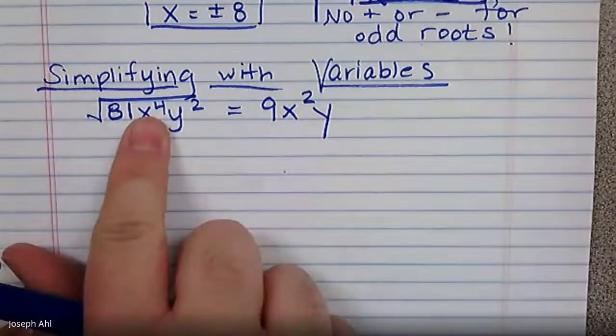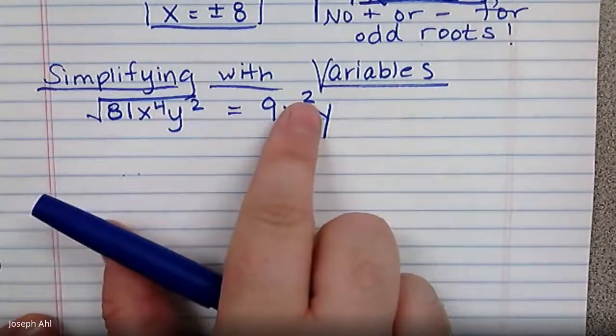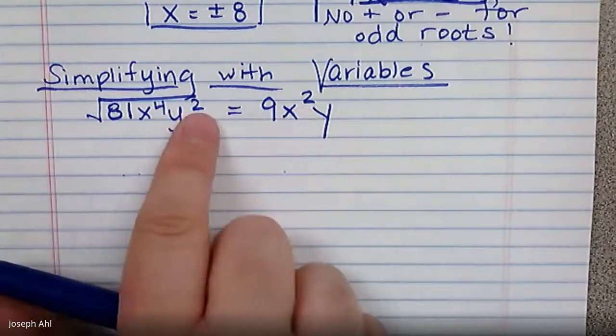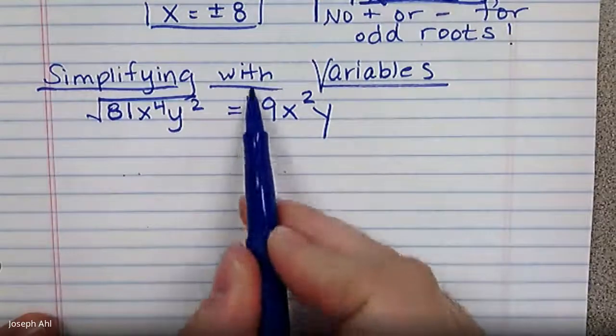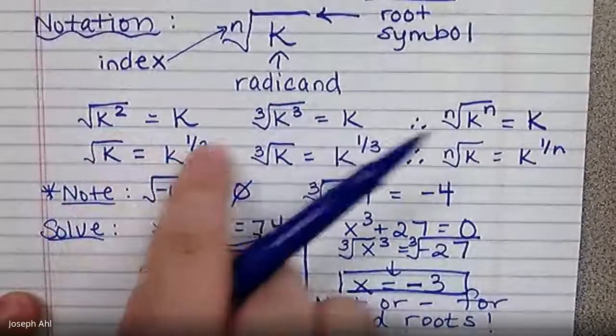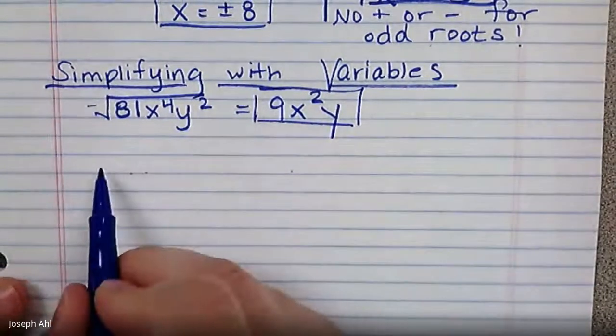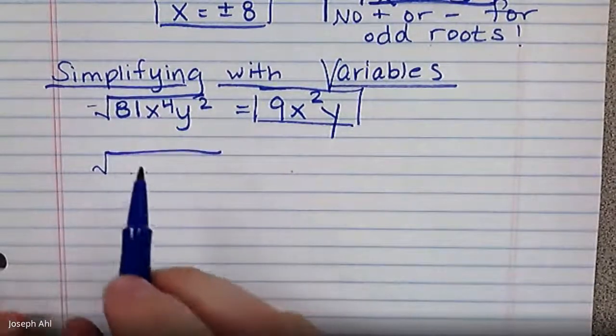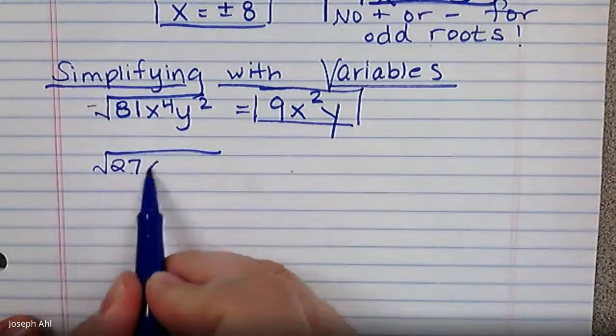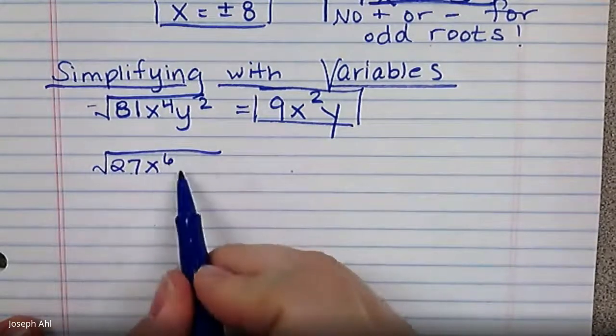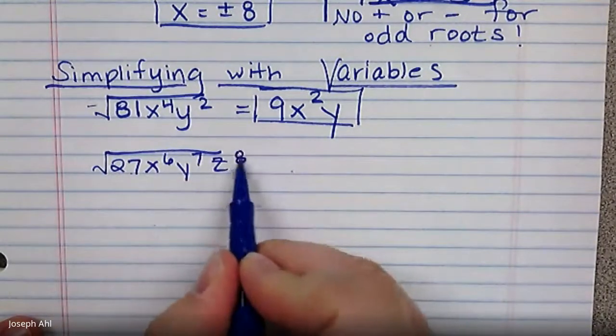So notice what happened when I took the square root of this. If there's variables underneath, essentially these exponents just get cut in half. And why does that really make sense? Because the square root is the same thing as raising something to the 1/2 power. So that's why those exponents wind up essentially just getting cut in half. If I went over to something maybe a little bit more challenging, like the square root of 27, x to the 6th, y to the 7th, z to the 8th.